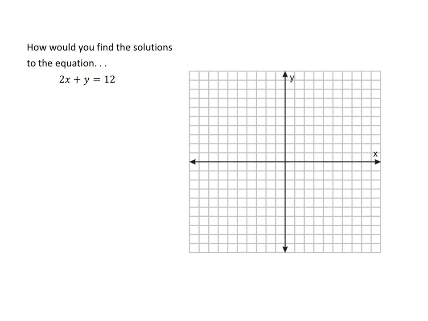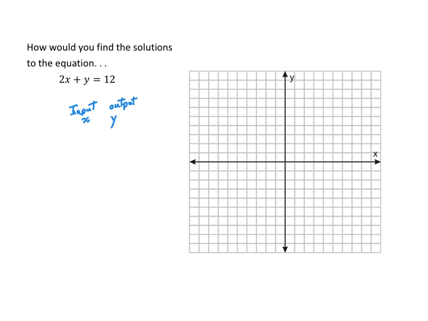Okay, let's see what happens on the next one. So how would we find the solutions to this equation? Well, this equation is not in the same form as the last one. The last one was easier because we had input and output, remember? The input was the x, the output was the y, and it was easy to find those because all we had to do was put the x into the equation, do the math, and find the y. But in this one, the y is not the isolated variable.